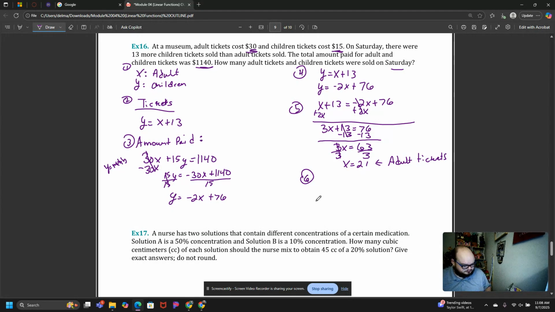Then I need to go back to figure out how many children's tickets were sold. Well, I know that x is 21 in this first equation. This one's simpler because I don't have to multiply the x by anything. Plus the 13 tickets, so y is equal to 34 children's tickets.